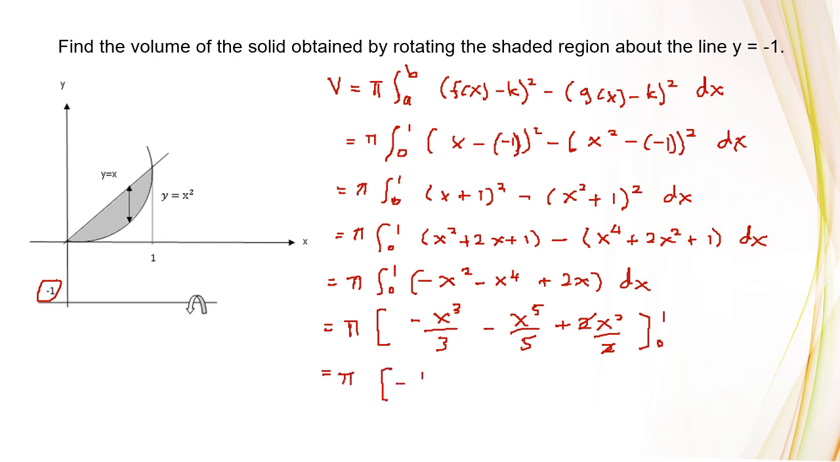Then substitute x equal to 1. So we have -1 over 3 minus 1 over 5 plus 1, minus substitute x equal to 0, we get 0. Calculate this one, we will get 7 over 15 pi unit cubed.